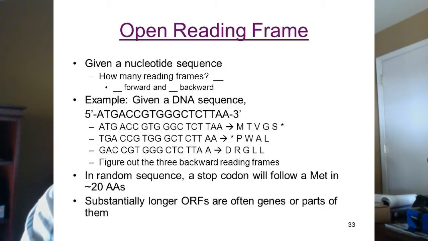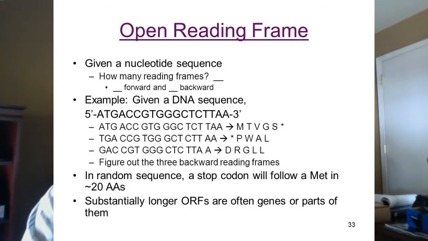So let's take a moment and take this DNA sequence. Here we've got 5' ATG, ACC, GTG, GGC, TCT, TAA. And if we were to convert these into the individual amino acid components for each triplet, you would see we get methionine, threonine, valine, glycine, serine. They're those single letter codes.